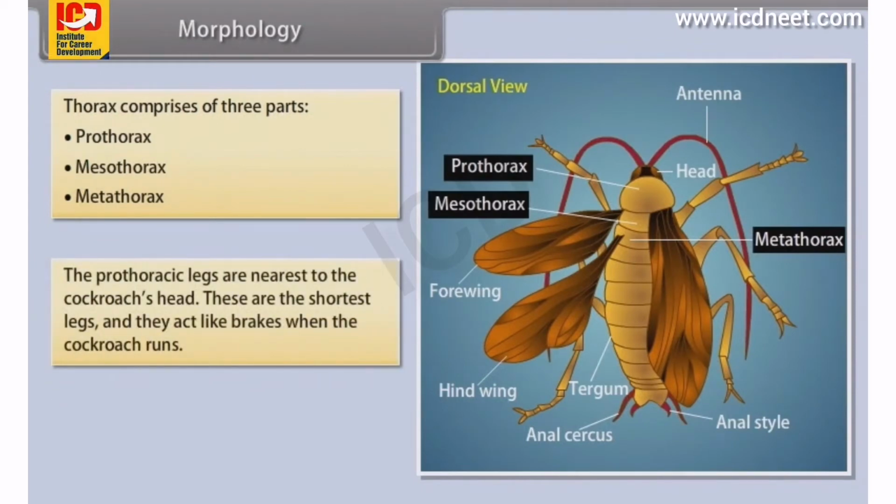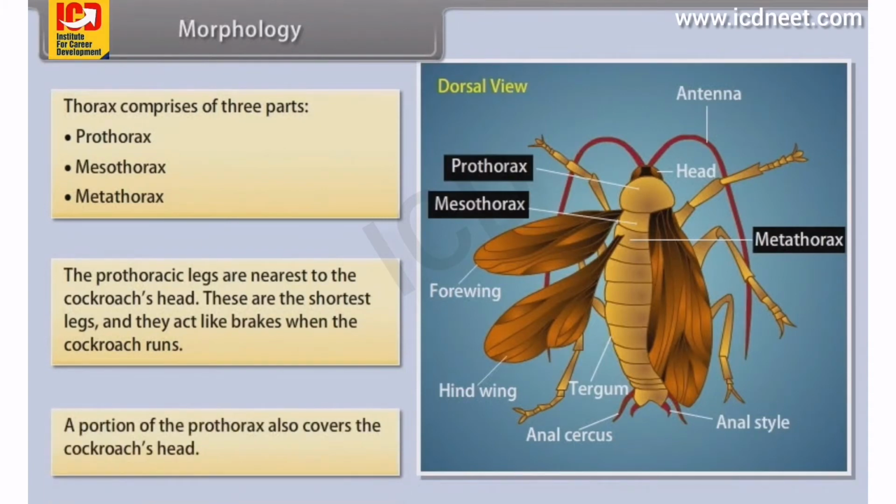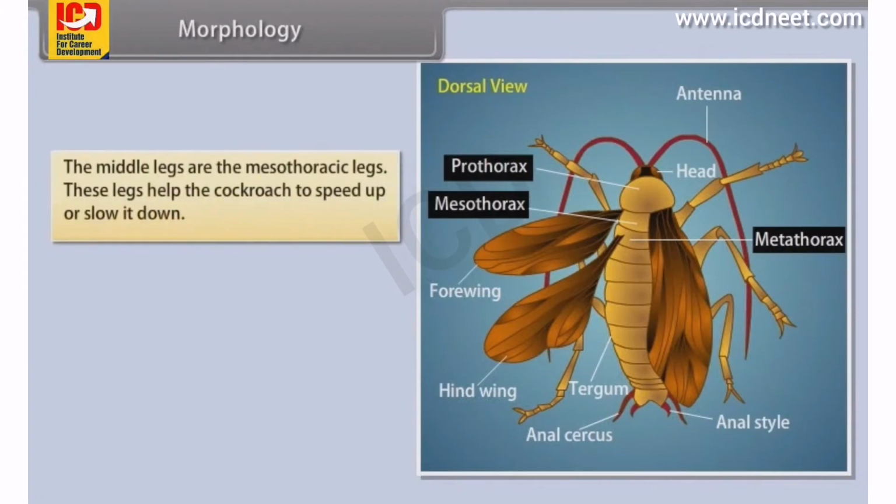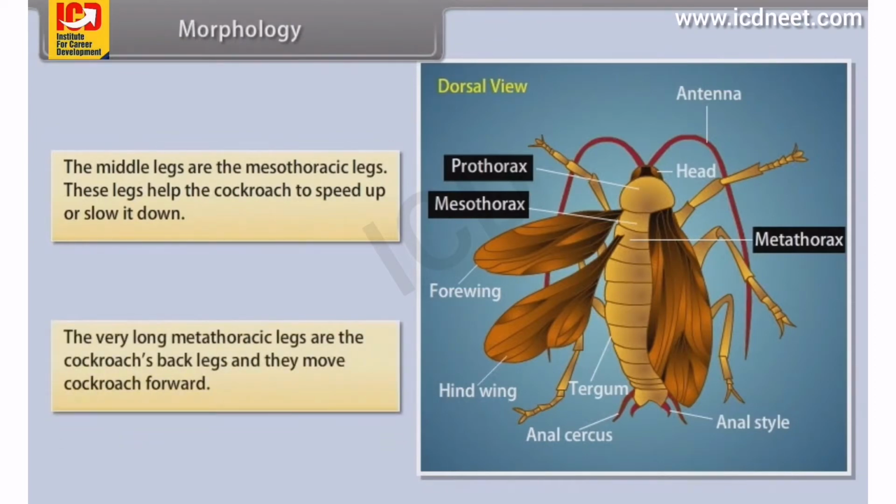The prothoracic legs are nearest to the cockroach's head. These are the shortest legs and they act like brakes when the cockroach runs. A portion of the prothorax also covers the cockroach's head. The middle legs are the mesothoracic legs. These legs help the cockroach to speed up or slow down. The very long metathoracic legs are the cockroach's back legs and they move the cockroach forward.